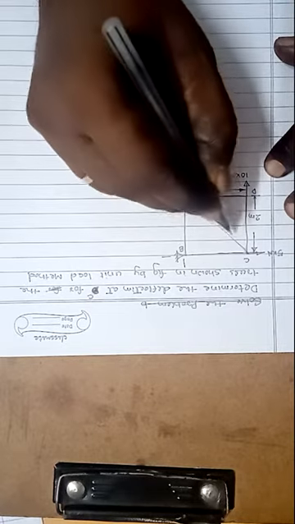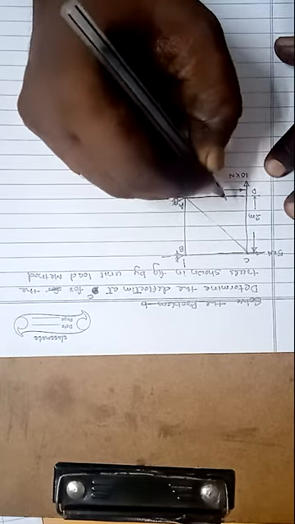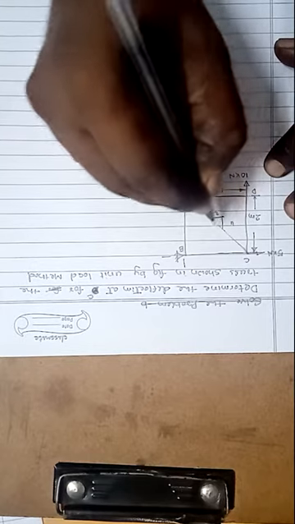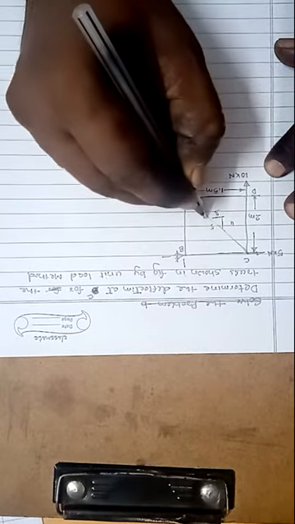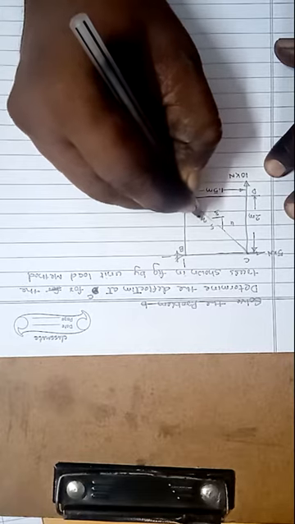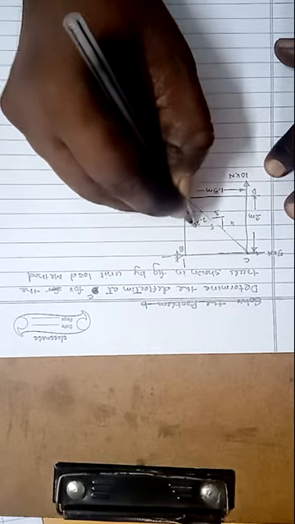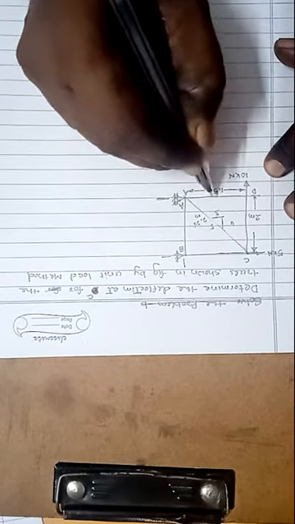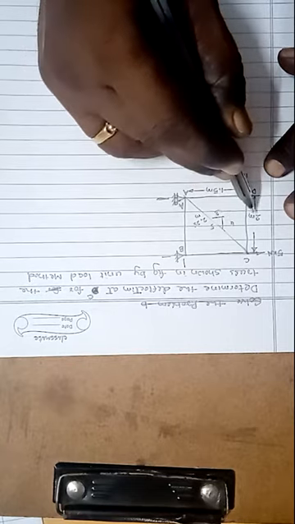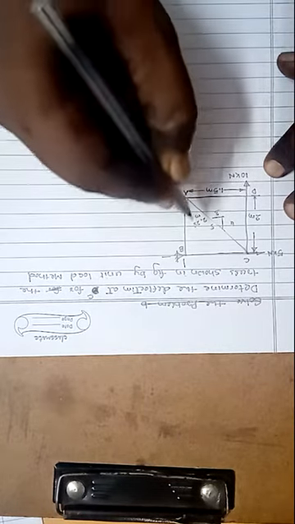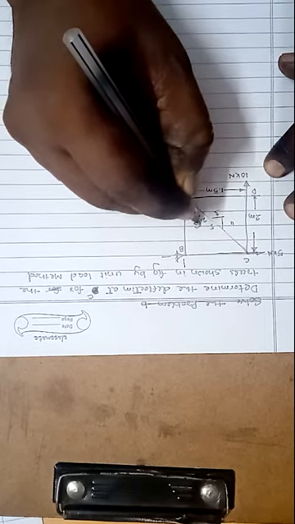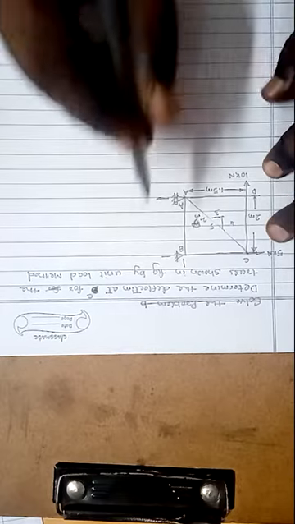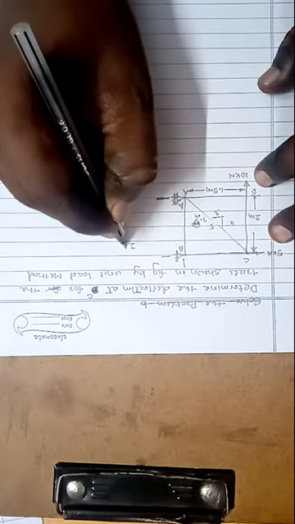By observing this, this one is 3, this one is 4, this one is 5. That means the length of this member is 0.5 into 3, which is 1.5, this one is 0.5 into 4, which is 2, and this one is 0.5 into 5, which is 2.5 meter. Now we have to apply the equilibrium equations.